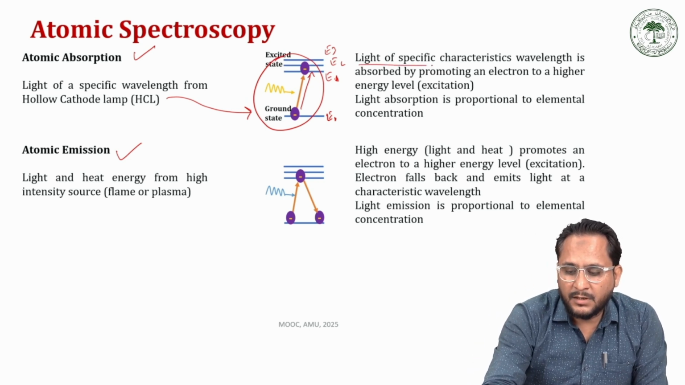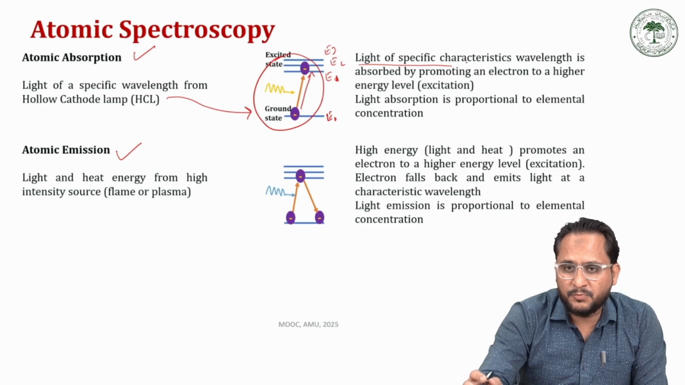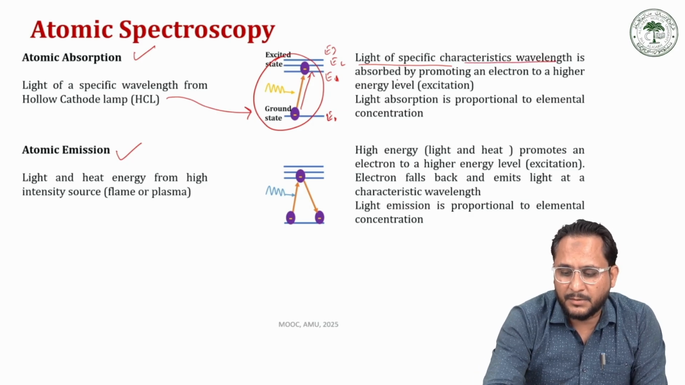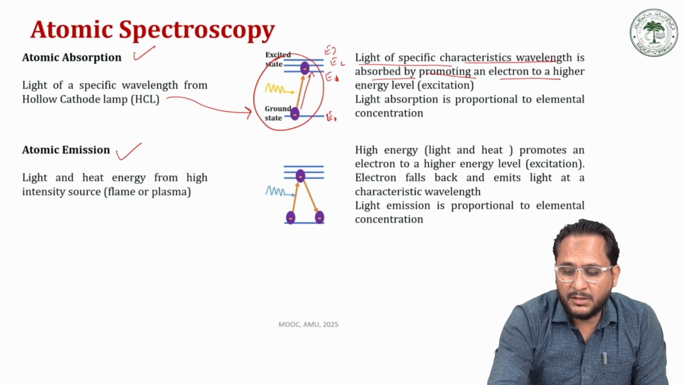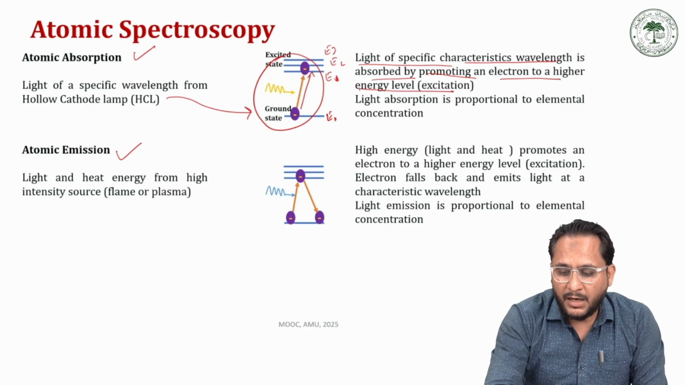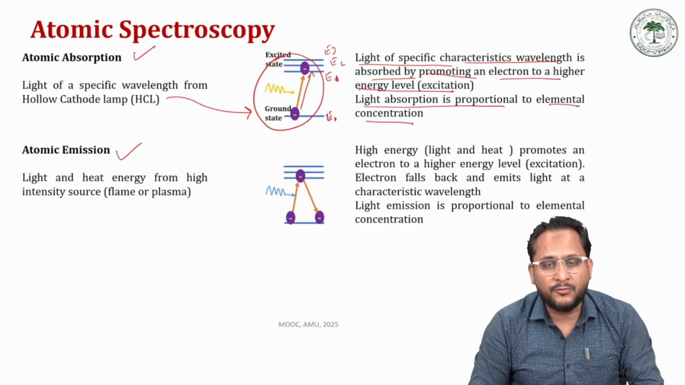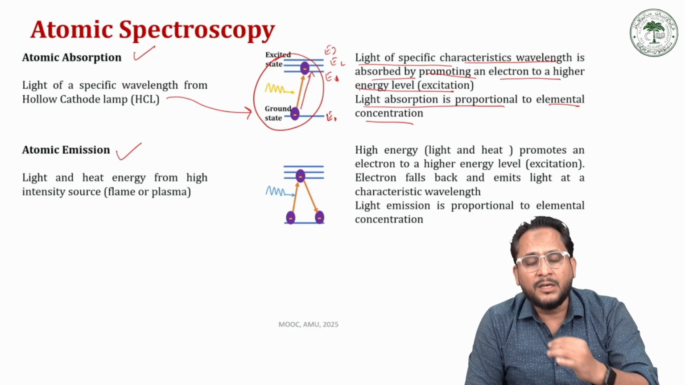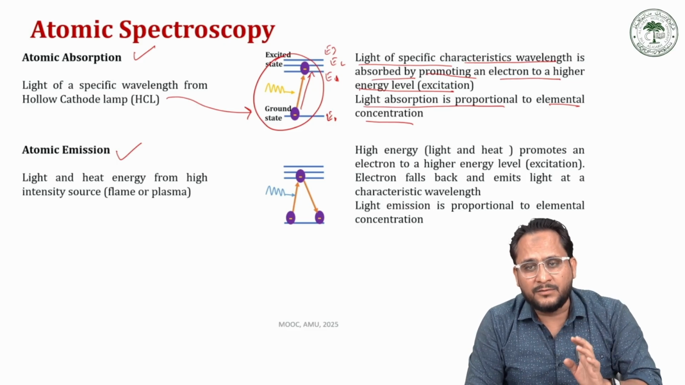Therefore, here it is written that light of specific characteristic wavelength is absorbed, which causes the promotion of an electron from the ground state to the excited state. This is called excitation or absorption. And this absorption is proportional to the elemental concentration. Therefore, we can use this technique for quantitative analysis as well.